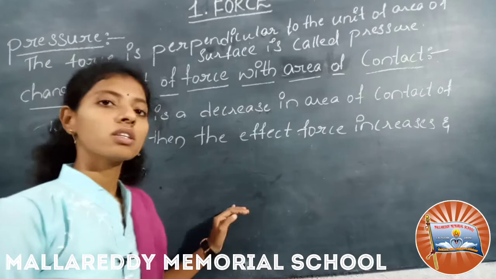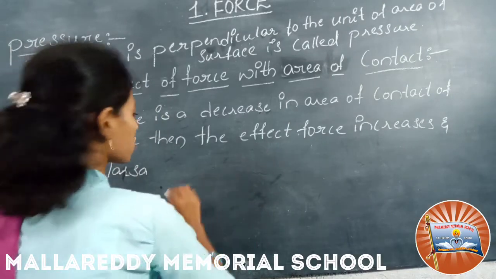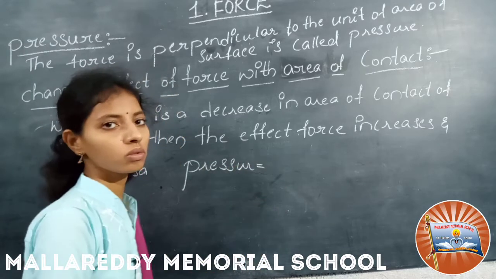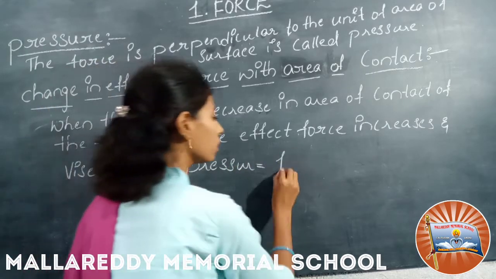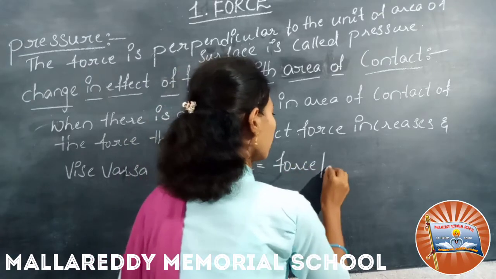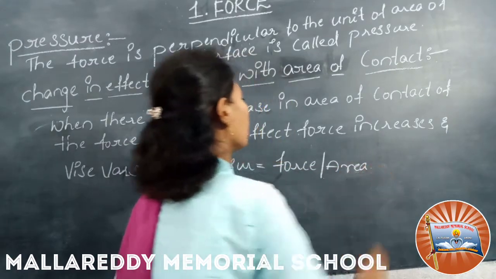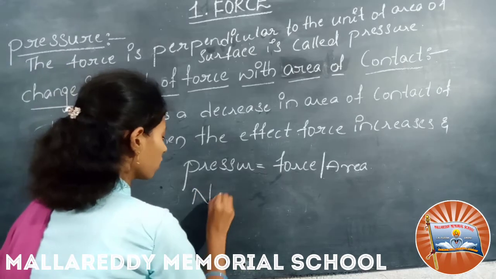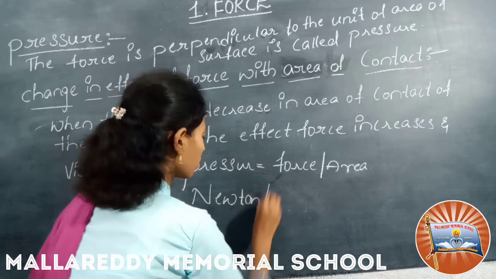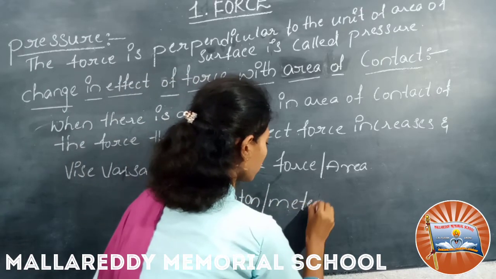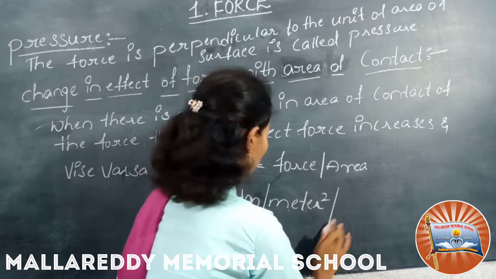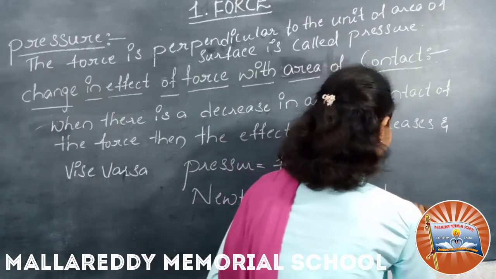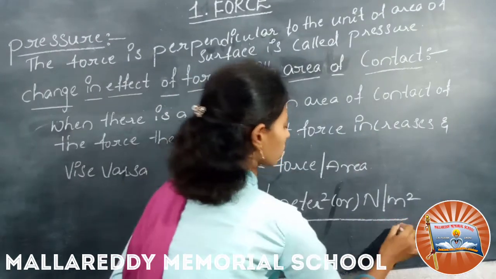Also we can write, since there is no space, pressure equals force per area. And for this pressure the SI unit is Newton per meter square, or we can also write it like this, Newton per meter square. Okay.